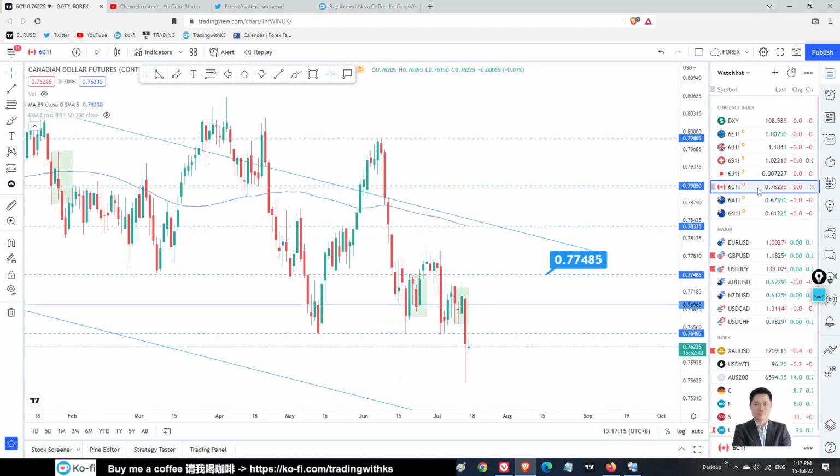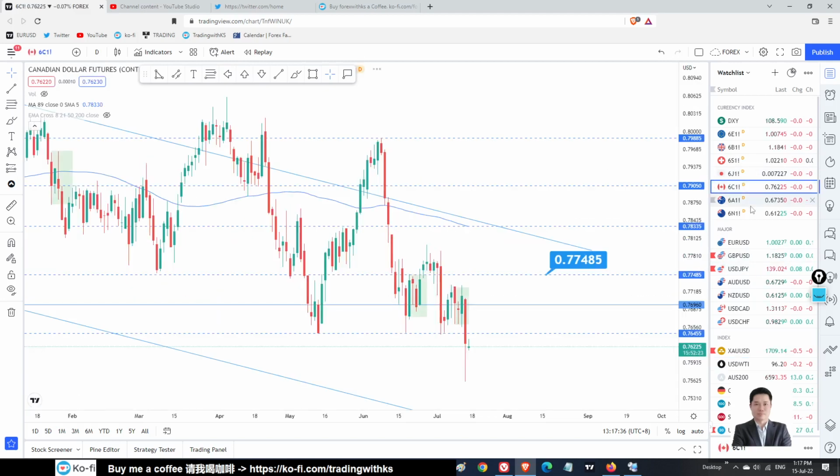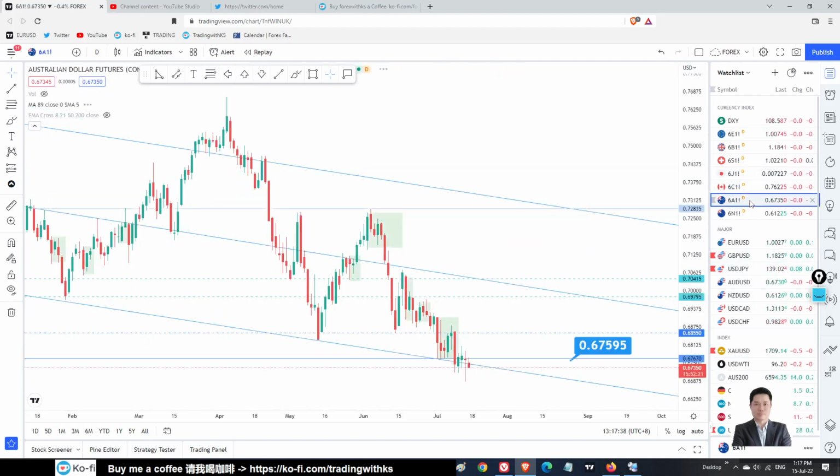Okay, Canadian dollar very volatile, so starts to drop again. Canadian dollar is not in a good position. You know why? Because the oil price is dropping. Okay, the oil price, you see, continues going down. Now it's going down to 90. Now it's 96. So the oil price is not favorable for the Canadian dollar.